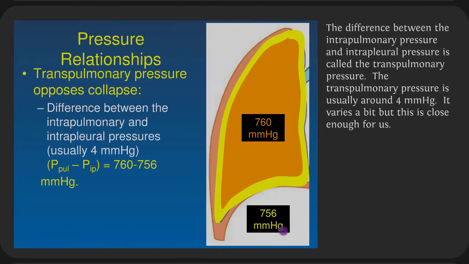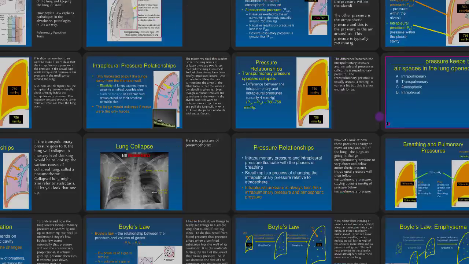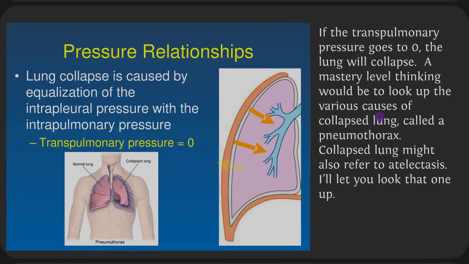The difference between the intrapulmonary pressure and intrapleural pressure is called the transpulmonary pressure. So the transpulmonary pressure is usually around 4 millimeters of mercury. It varies a bit, but this is close enough for us. What pressure keeps the air spaces in the lung opened? I'd call that the transpulmonary. That's the one that, if it goes to 0, as we're going to see shortly, then the lung will collapse.